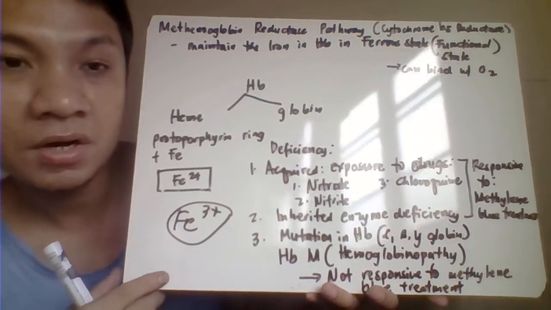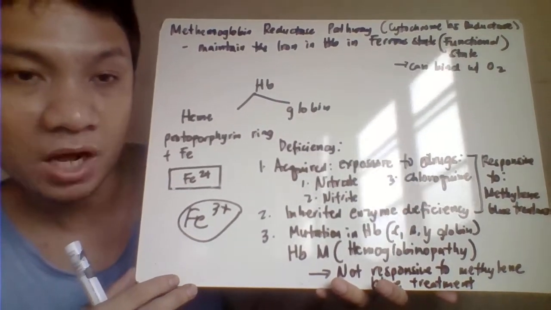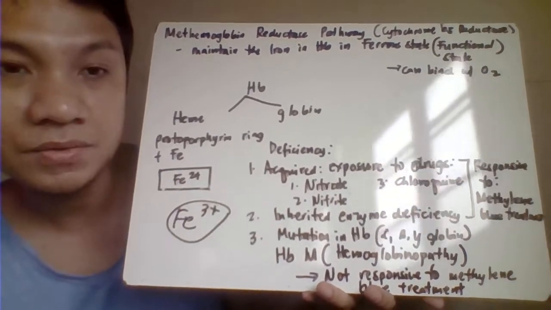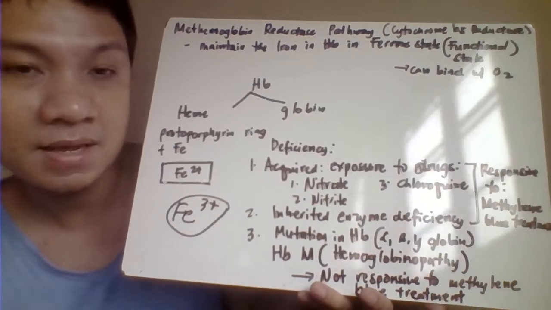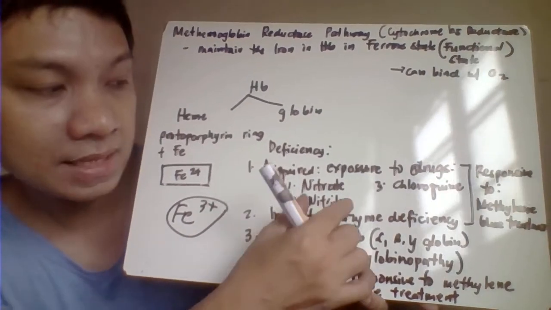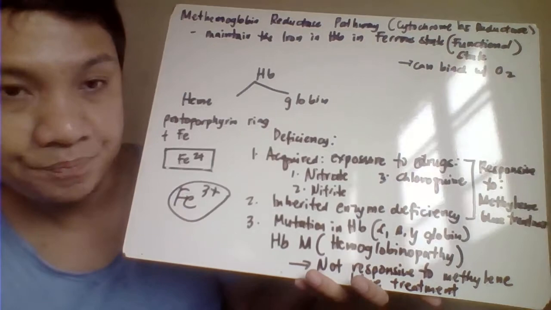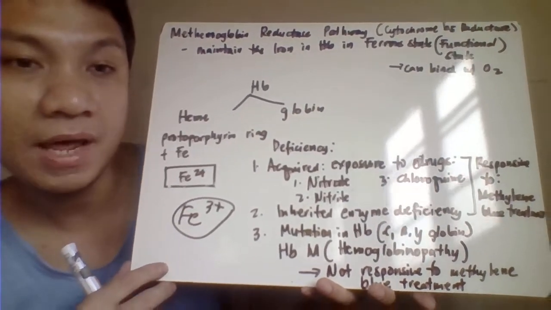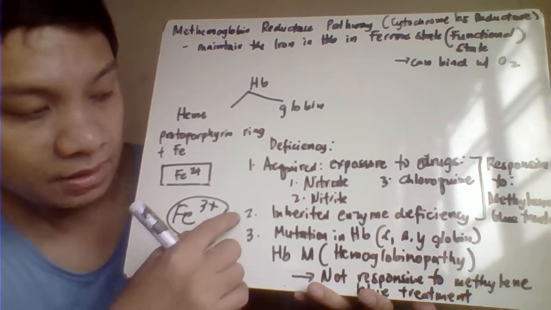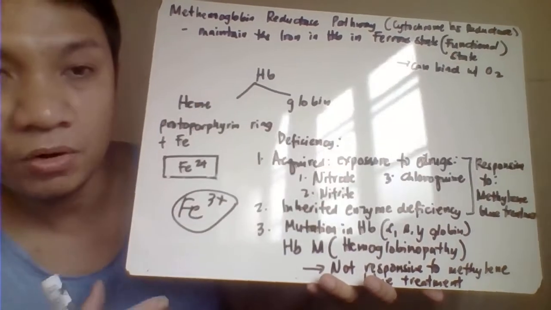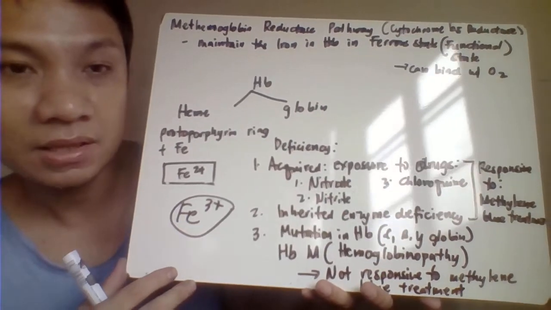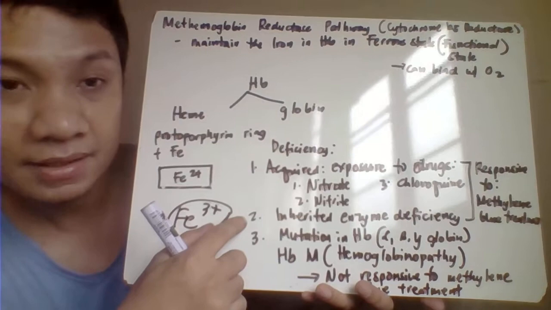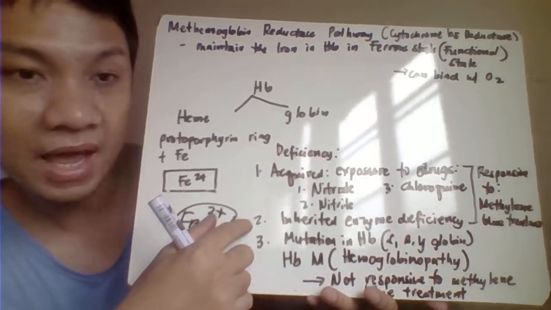Okay, we have your conditions leading to your methemoglobin production. So, bakit nagkakaroon ng methemoglobin? Number one, acquired, due to exposure to chemicals or even drugs like nitrate, nitrite, and chloroquine. That would eventually result in the production of your methemoglobin where the iron is in the ferric state. Second one, wala kang enzyme na methemoglobin reductase, and therefore could not reduce your ferric to the ferrous. This one is an inherited disorder, congenital defects of the enzyme.